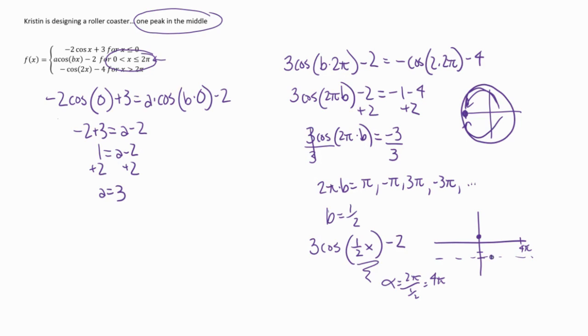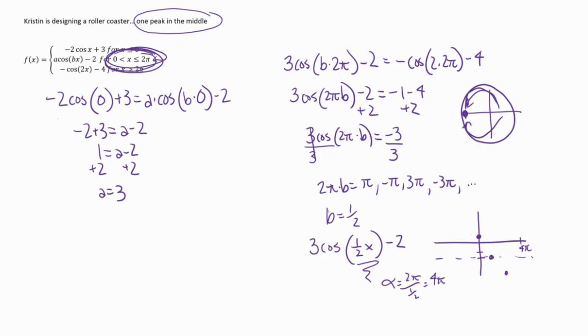So it's going to start at a maximum because it's cosine, then it's going to cross your midline and have a minimum. Okay, well, that's what it's going to do from 0 to 2 pi, right? That's the interval that we're on. So does that middle section have a peak? No, it does not.